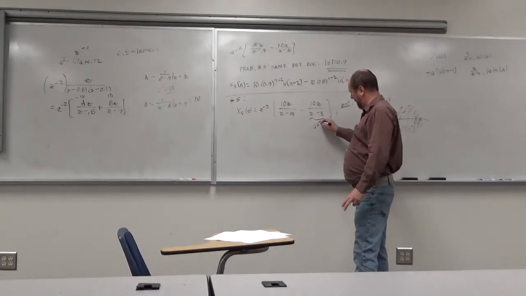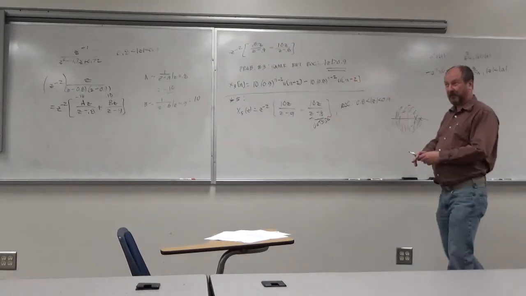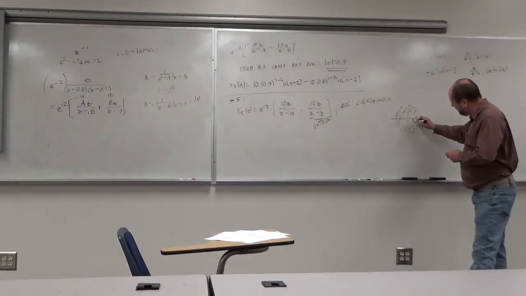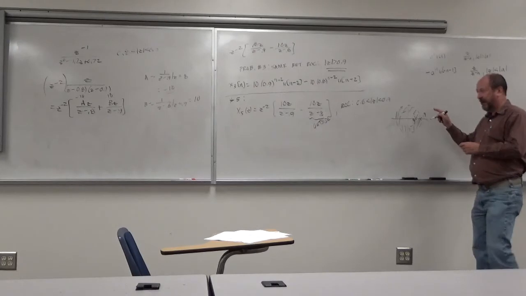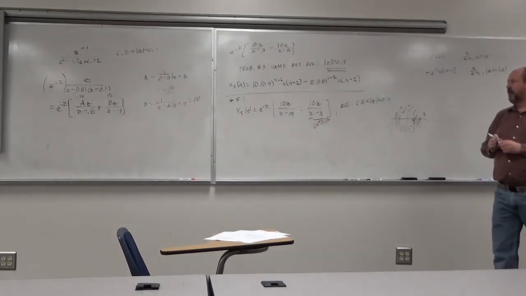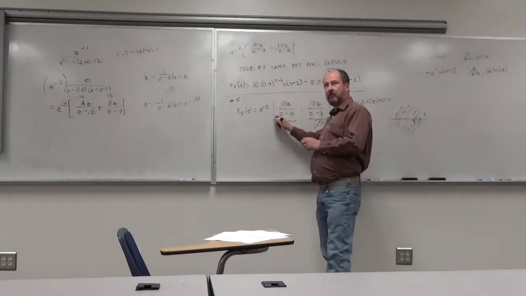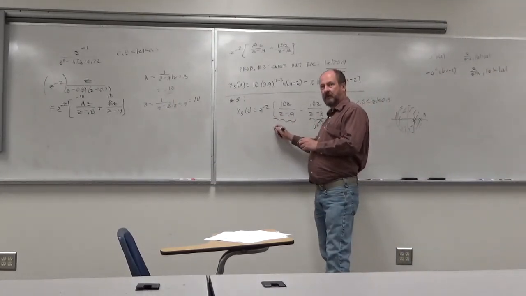Are you all just shy? Because this should be obvious. Right there is 0.8, and right there is 0.9. And the ROC is shaded. Okay, what about the first one? Where's the ROC? Outside or inside? Inside.